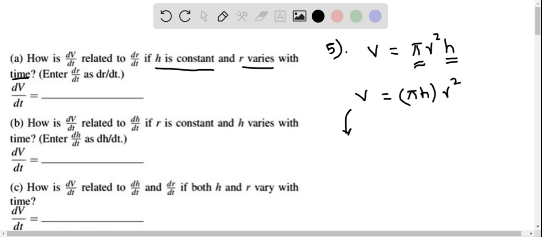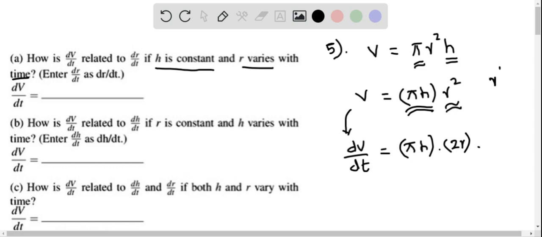So the derivative of v with respect to time, we can write this as dv over dt, and this equals, since these two are constant, when we use the constant multiple rule, we just put this constant as it is, and we find the derivative of r squared with respect to time. First we have to apply the power rule to find the derivative of r squared, which is 2r, and then we apply the chain rule to find the derivative of r, which is dr over dt. So I put this dr over dt.